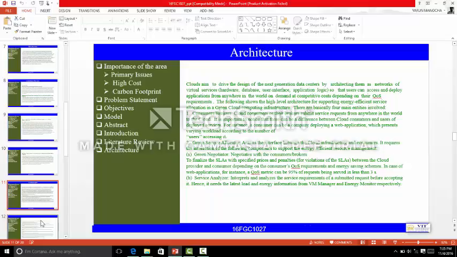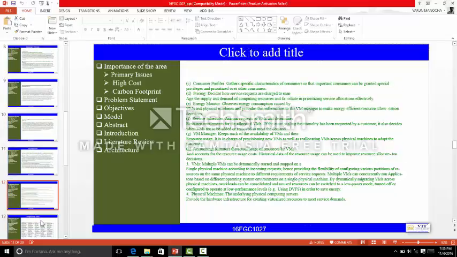Service Analyzer interprets and analyzes the service requirements of a submitted request before accepting it. Hence, it needs the latest load and energy information from Virtual Manager and Energy Monitor respectively. Consumer Profiler gathers specific characteristics of consumers so that important consumers can be granted special privileges and prioritized over other consumers. Pricing decides how service requests are charged to manage the supply and demand of computing resources. Energy Monitor observes energy consumption caused by virtual machines.